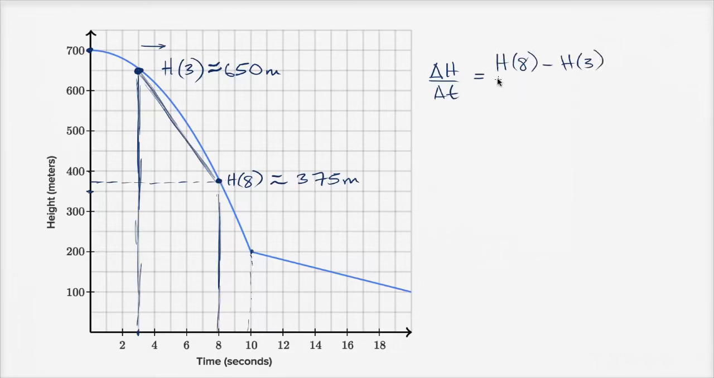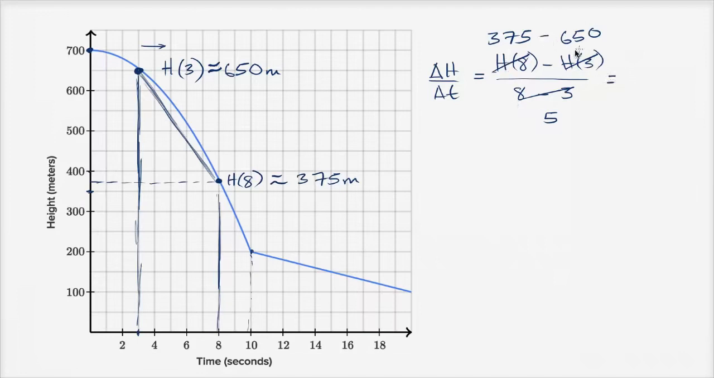So this is going to be her change in height. And the change in time is 8 seconds, where she finishes, minus where she started, the interval that we care about, starting at 3 seconds. And so h of 8, we already said, is approximately 375. h of 3 is 650. And of course, 8 minus 3 is equal to 5. I just want to emphasize, this is just her approximate average rate of change over this interval. As we go from 3 to 8 seconds, our height goes from h of 3 to h of 8.